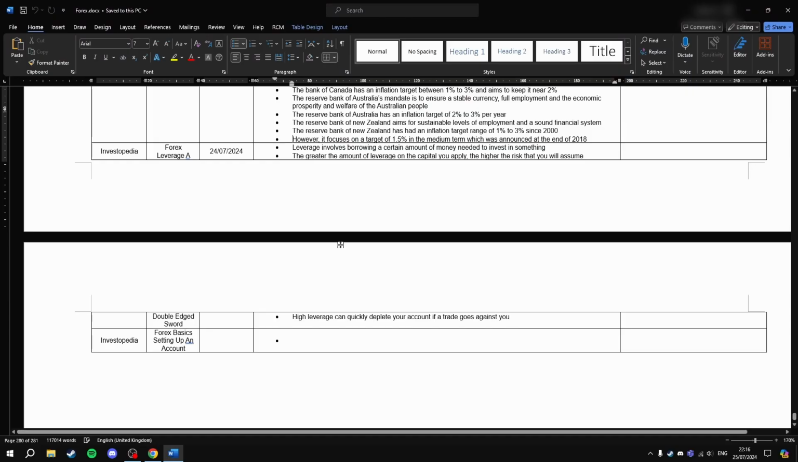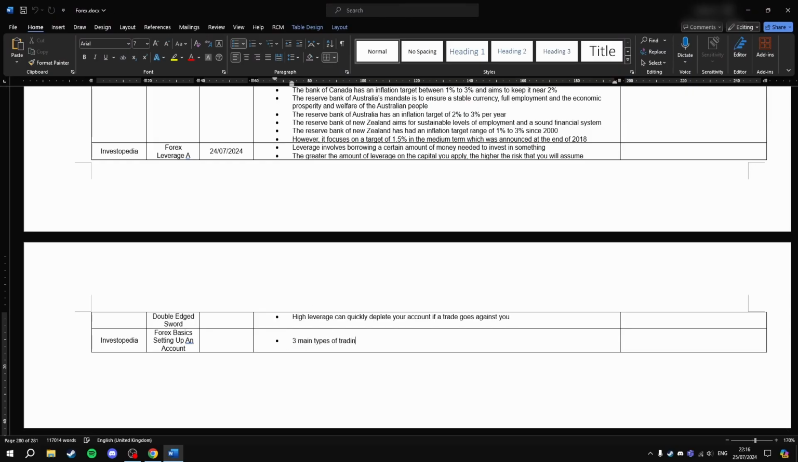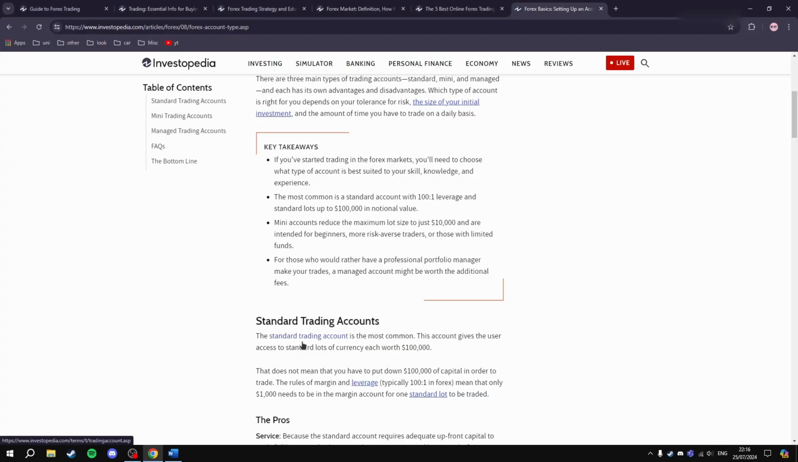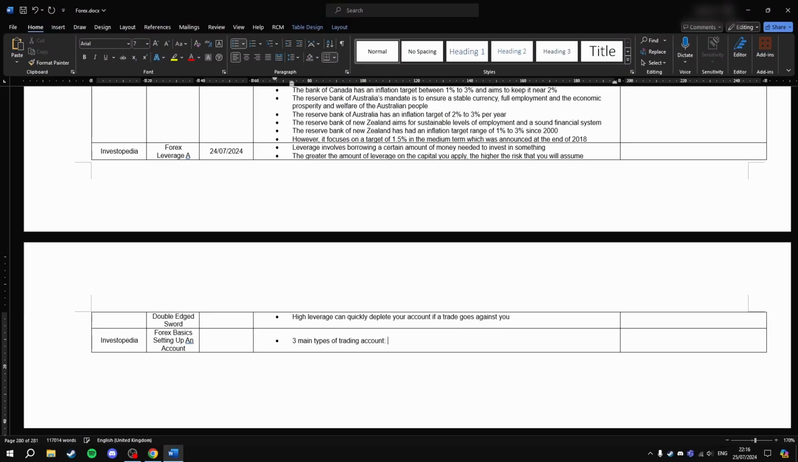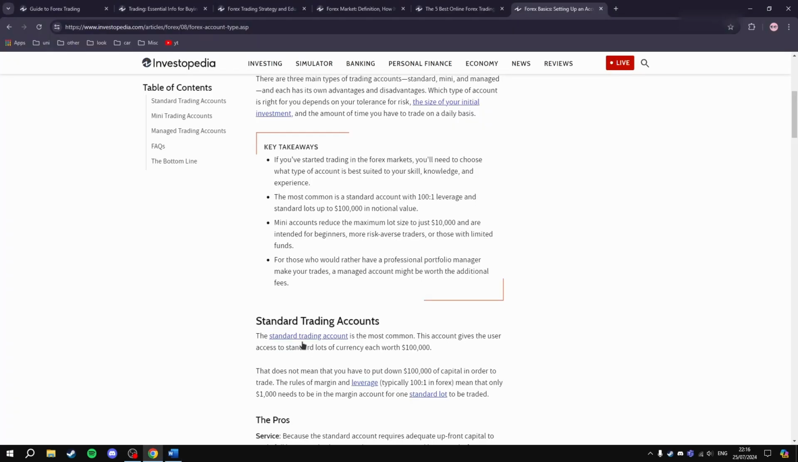So, three main types of trading accounts: standard, mini, and managed. Which type of account depends on your tolerance for risk, the size of your initial investment, and the amount of time you have to trade on a daily basis.